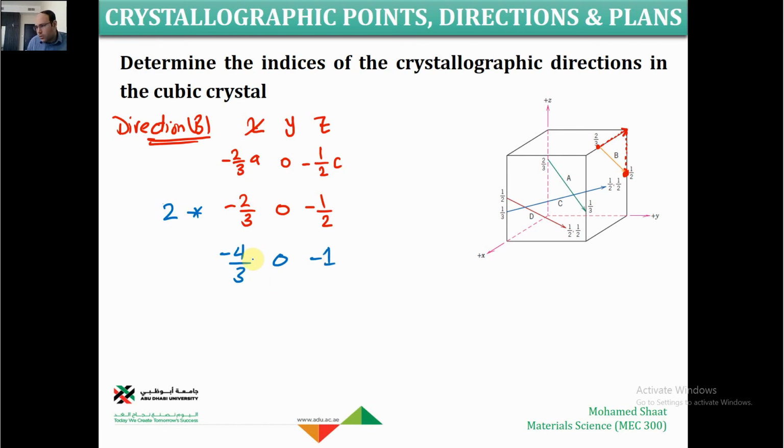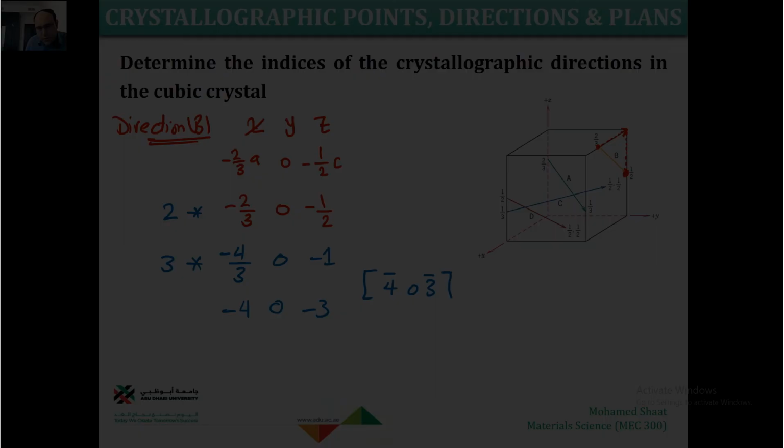Now we still have a fraction. It means that we have to get rid of this 3. So we're going to multiply times 3. All the indices, yes, all of them. So this is going to give us negative 4. We get rid of this denominator, and 0 and negative 3. Remember, you multiply times 3. So this is going to give us the vector as negative 4, 0, negative 3.